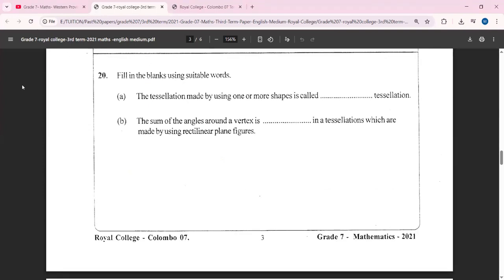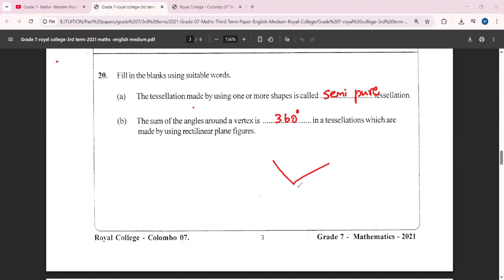And let's go to this 20th question. Fill in the blanks using the suitable words. The tessellation made by using one or more shapes is called semi-pure tessellation. The sum of the angles around a vertex is 360 in a tessellation which is made by using rectilinear plane figures.